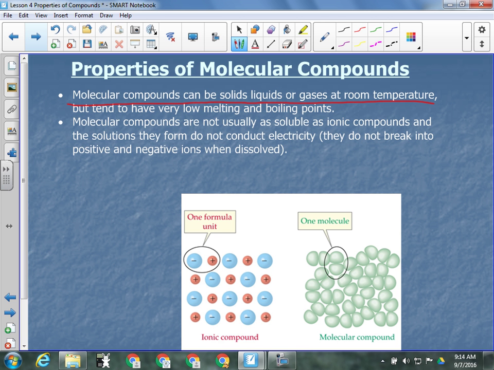Molecular compounds are not usually as soluble. Again, butter's a prime example. It doesn't dissolve in water. Oils don't dissolve in water. Sugar does, but it's not as soluble as many ionic compounds. It'll dissolve, but not as well. So they're not usually as soluble, and the solutions they form do not conduct electricity.